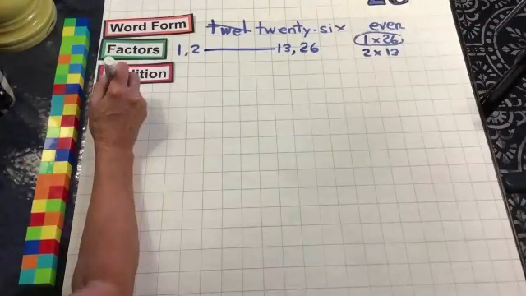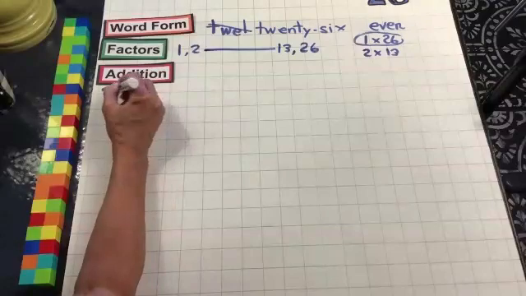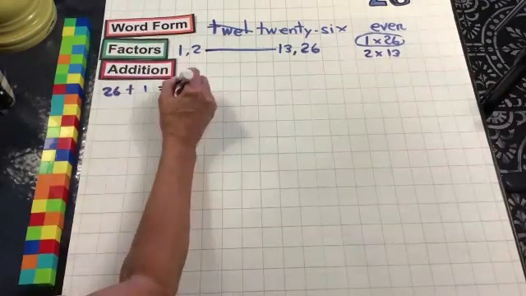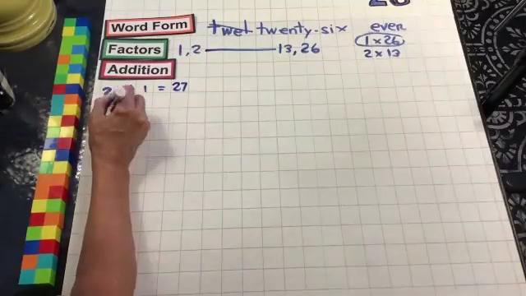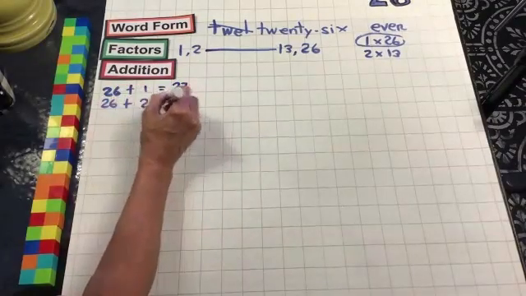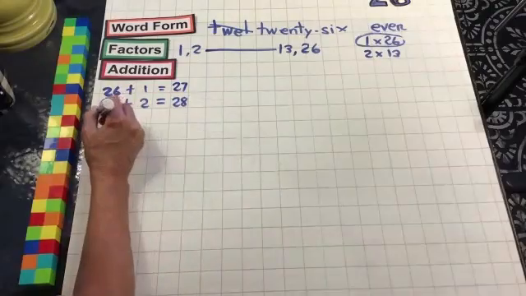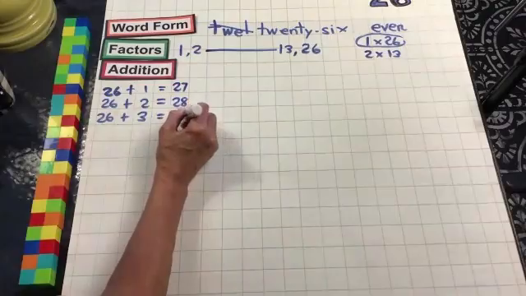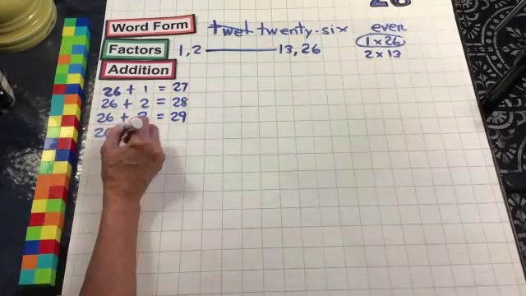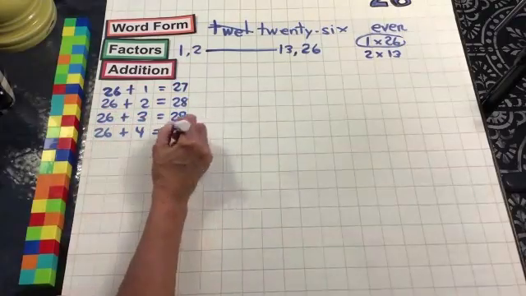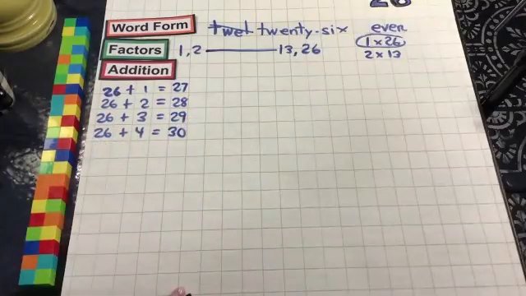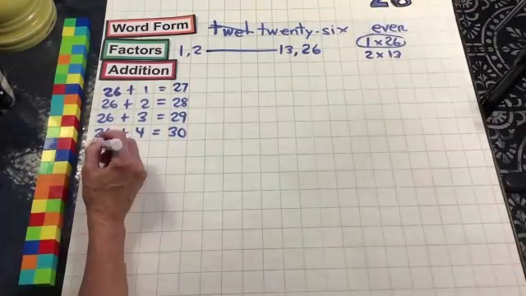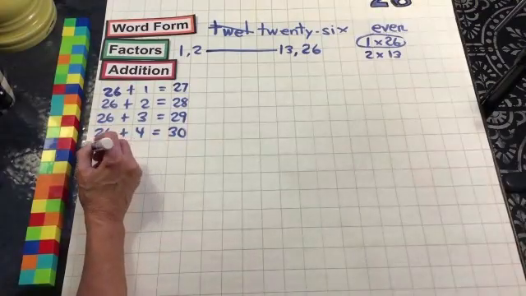Addition, 26 plus 1 equals, move that up, 27. 26 plus 2 equals 28. 26 plus 3 equals 29. 26 plus 4 equals 30. And hopefully you're just checking this. You should have done all this work before we arrived at the video.